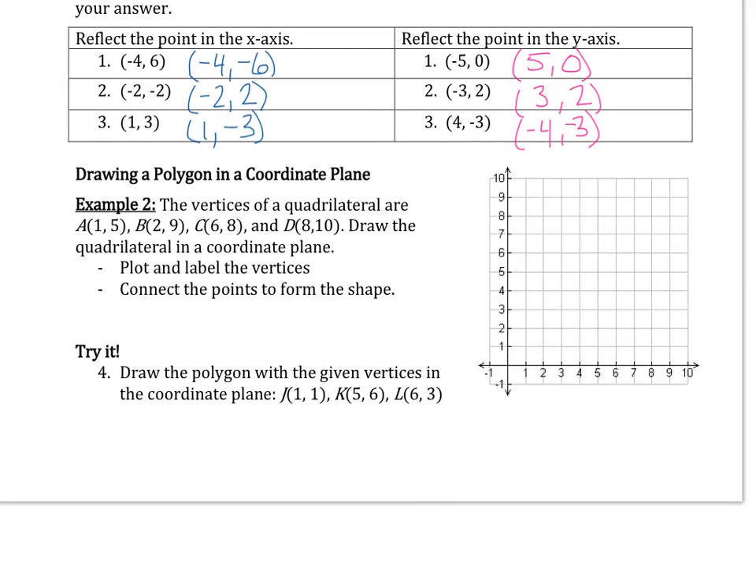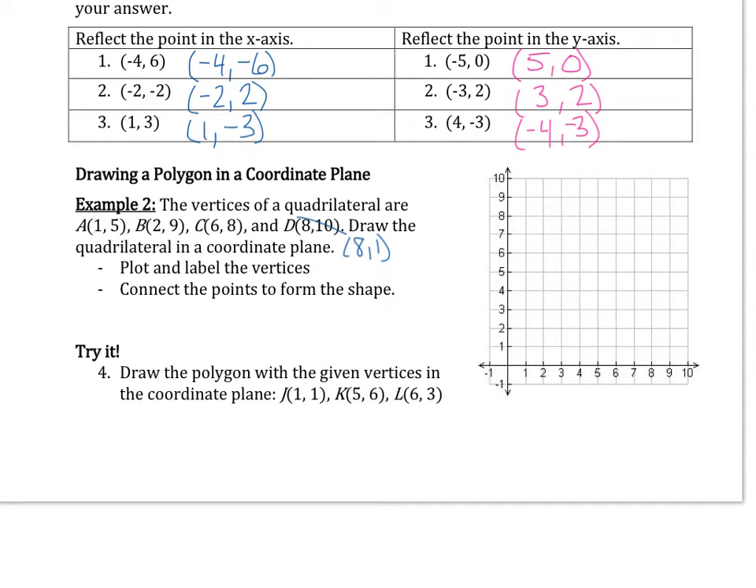So the last thing we have to just make sure that we're okay on is just drawing polygons in the coordinate plane. Now the first thing I need you to do is change that last coordinate for D. That shouldn't say 8, 10, it should say 8, 1, so that's definitely my bad on that one.